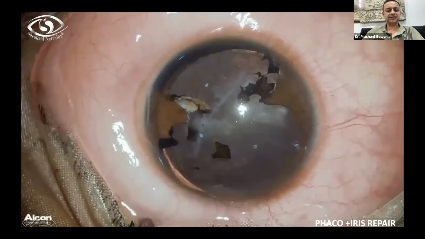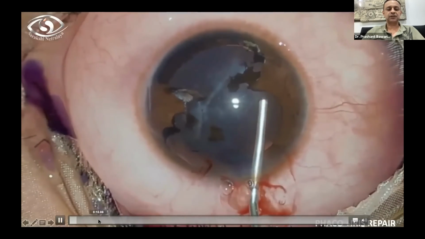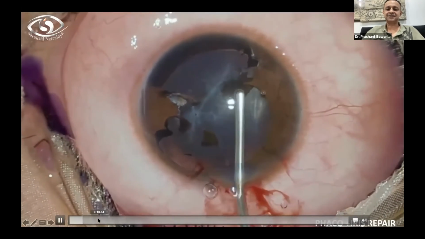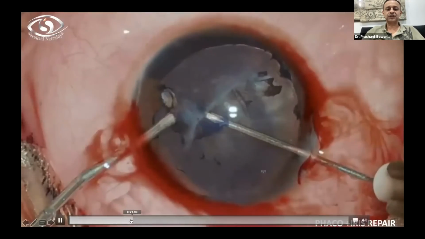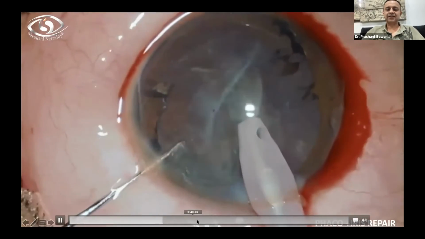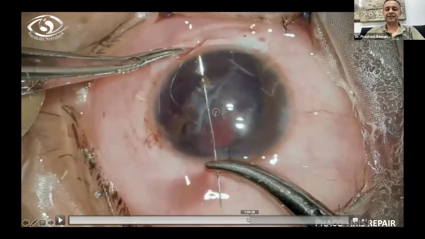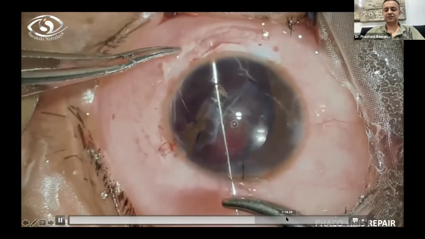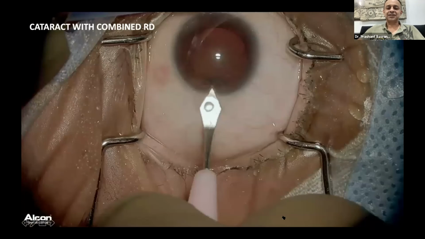Well, this is another case of a traumatic cataract with iris tissue loss with a corneal opacity. Another challenging case. We did a capsulorhexis, we put a lens, and after putting the lens through this hazy cornea, we decided to do the iris repair, and this is the reconstruction of the pupil. This is cataract with combined RT.